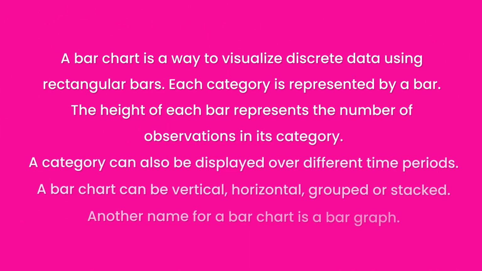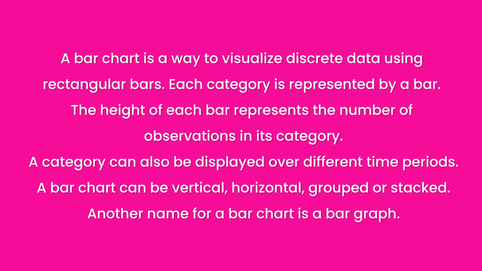A bar chart is a way to visualize discrete data using rectangular bars. Each category is represented by a bar. The height of each bar represents the number of observations in its category. A category can also be displayed over different time periods. A bar chart can be vertical, horizontal, grouped, or stacked. Another name for a bar chart is a bar graph.